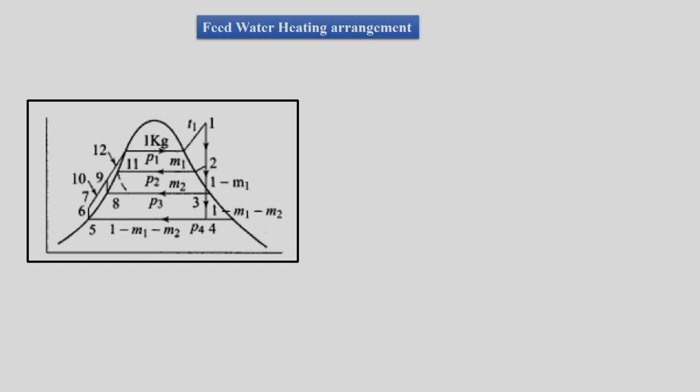So we can find the properties here in the same manner as we did in the earlier case. In the earlier case we used the energy balance and from that we found them. In the same way we have to do an energy balance here as well to find the different states. For example, we have steam coming from state 2 to state 11. M1 mass of steam from state 2 to state 11 is losing enthalpy, and across which we have an increment of enthalpy.